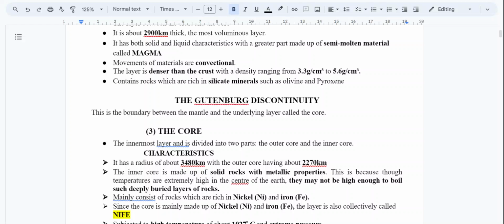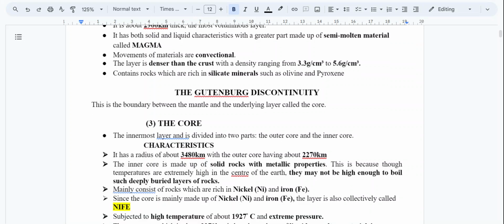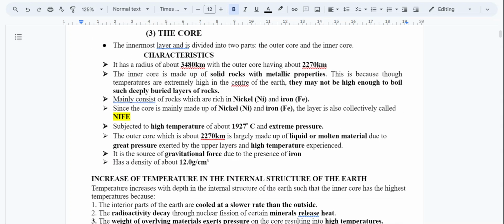And the core is categorized into two: the inner core and the outer core. It is the innermost layer. The core is made up of solid rocks with metallic properties. Its temperatures are very extreme, that we have to know. It has two main elements that make up the core, which are nickel and iron. Because of the nickel and iron, we call it NiFe.